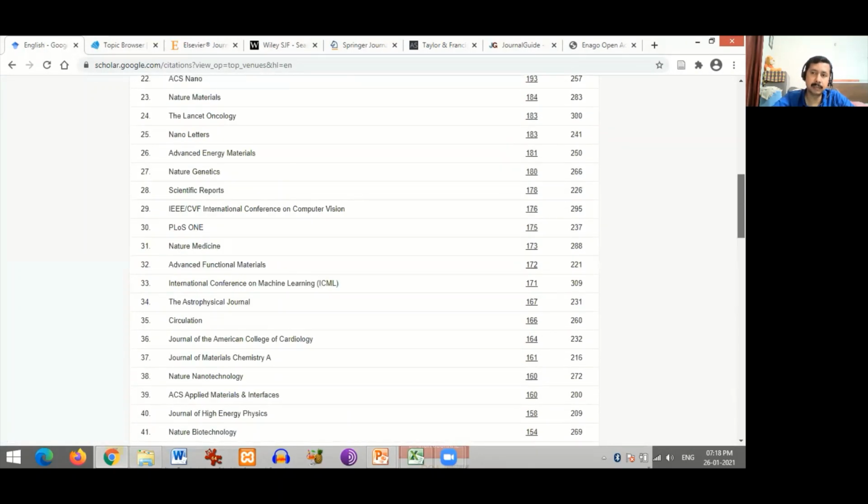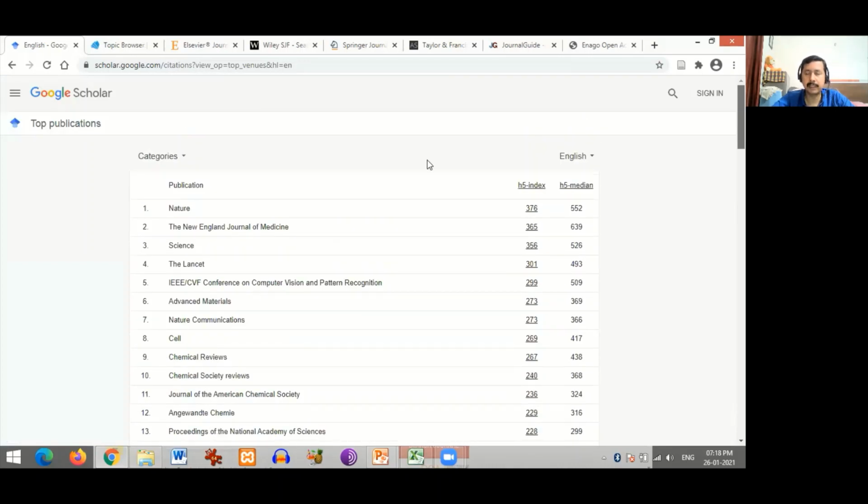This is indexed by Google Scholar. This is ranked on the basis of H5 index, an exclusive metric used by Google Scholar for deciding the impact of journals. As you can notice here, the journal Nature stands first in the top 100 journals. The New England Journal of Medicine, having H5 index of 365, stands second, and Science stands third.